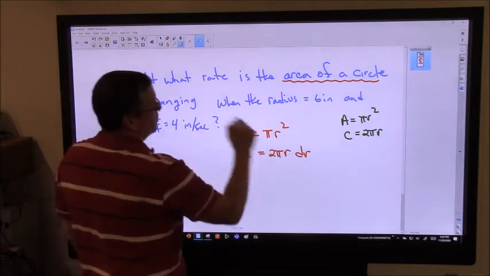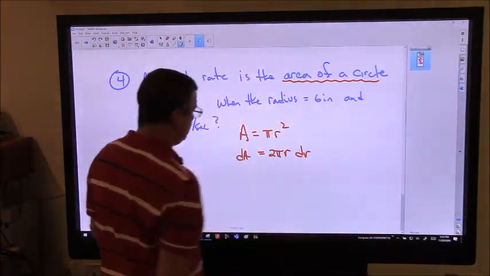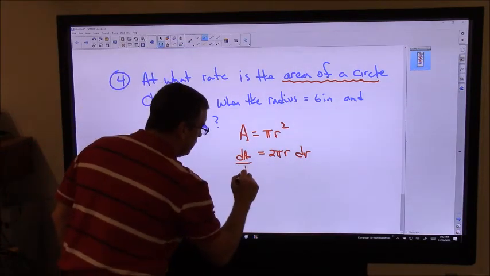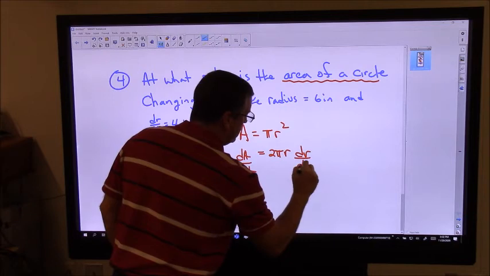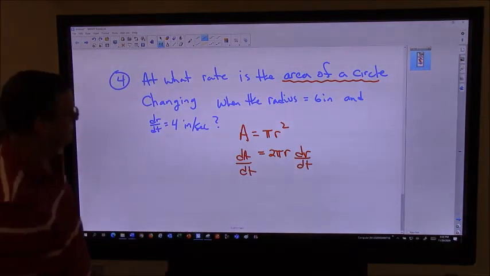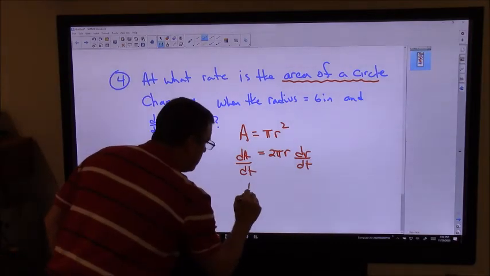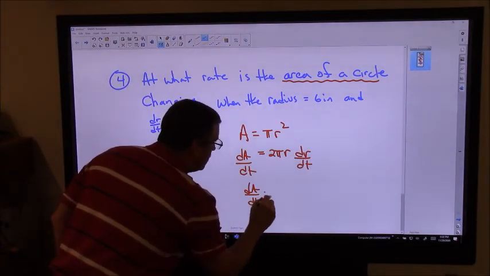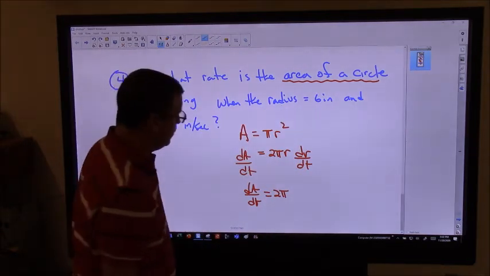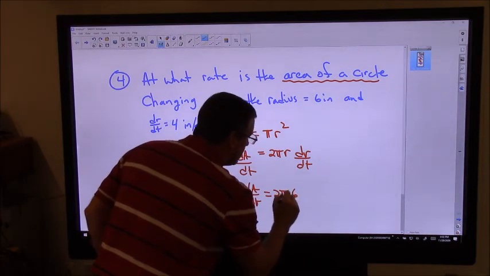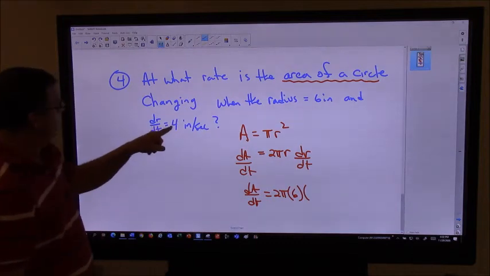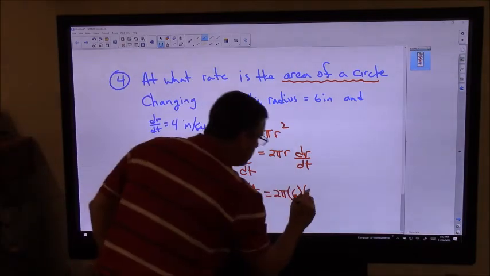All right, so let me get rid of that. Now I need to divide everything by dt. So divide by dt, divide by dt. There's only one term here, so I only do it once. And now plug in the information. So dA over dt is equal to 2 pi times the radius, which is 6 inches, times dr over dt. So this is increasing at a rate of 4 inches per second.